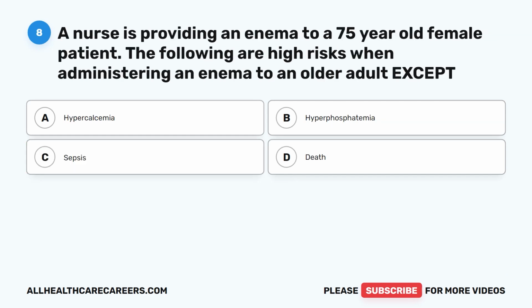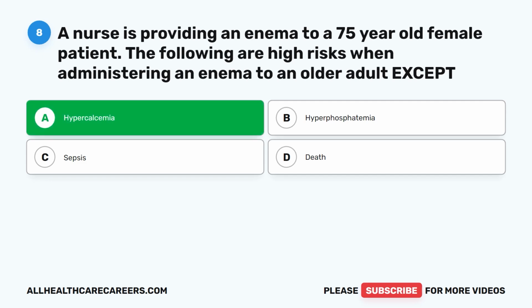Question 8. A nurse is providing an enema to a 75-year-old female patient. The following are high risks when administering an enema to an older adult except A. Hypercalcemia, B. Hyperphosphatemia, C. Sepsis, D. Death. The correct answer is A.